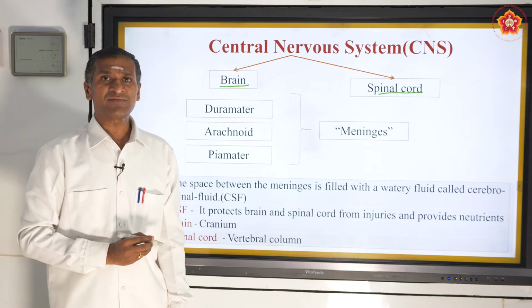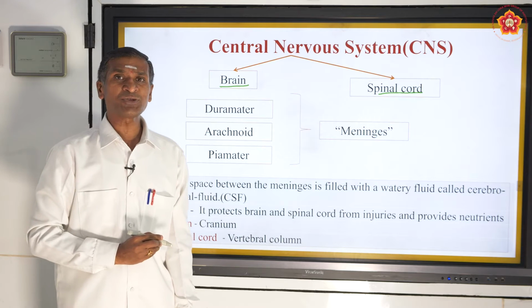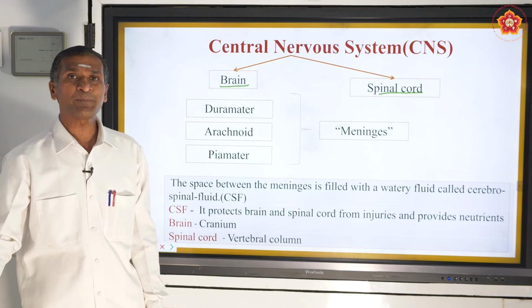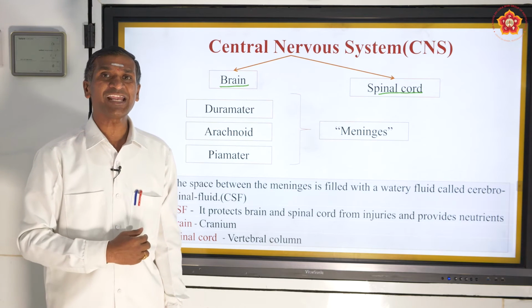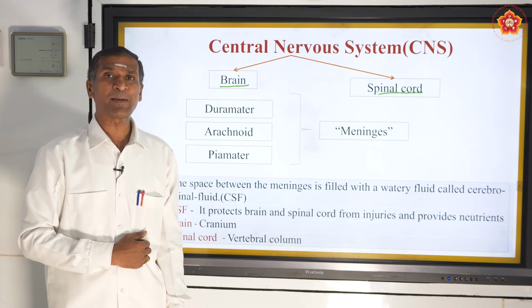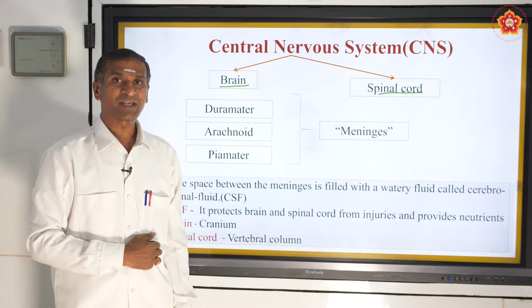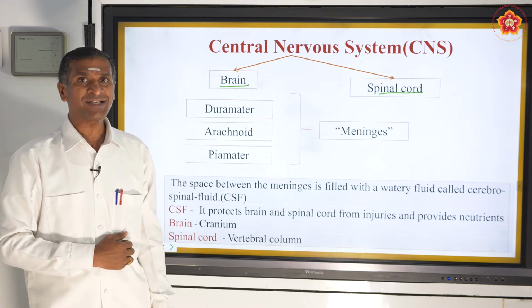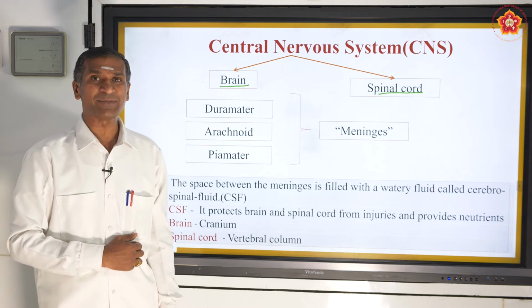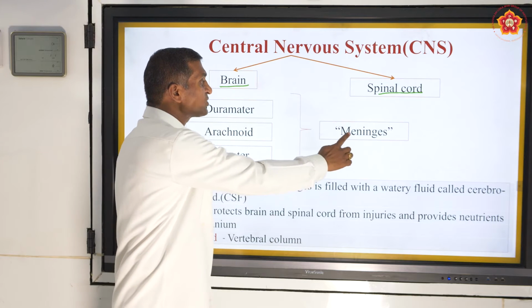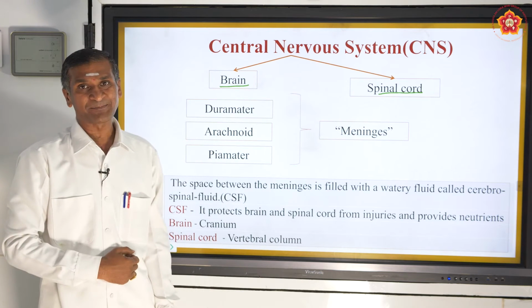The central nervous system, which includes the brain and spinal cord, is protected by three membrane layers: the outer dura mater, the middle arachnoid, and the inner pia mater. All the three membranes together are called meninges.